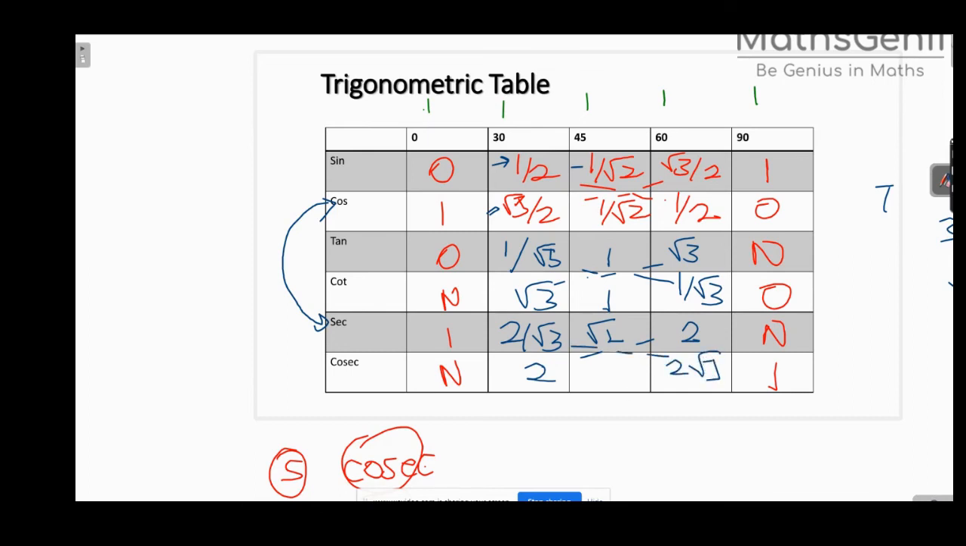You have to write this table at least 2 to 3 times in order to remember it forever. Okay, so go home and pause the video and write this table at least 2 to 3 times and remember how you are writing it. It's not that you have written once and you have forgotten. You will have to repeatedly keep practicing the table.